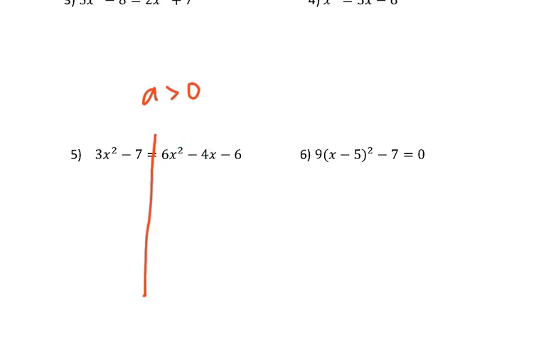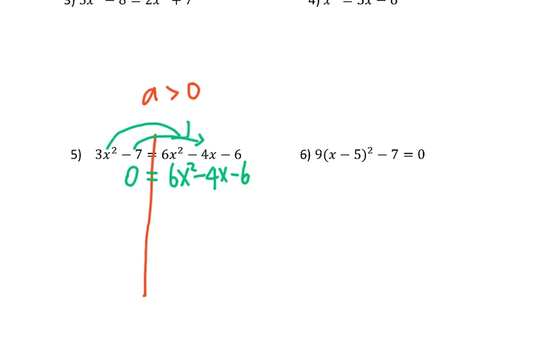Therefore, if I move all the terms to the right side, I can make sure the coefficient of x squared is greater than 0. So I move 3x squared and then -7 to the right side. So here I got 0, then 6x squared minus 4x minus 6. Since I didn't move those three terms, they stay the same sign.